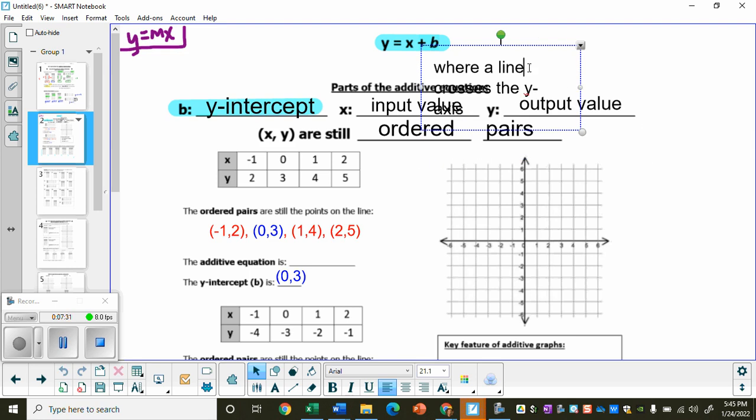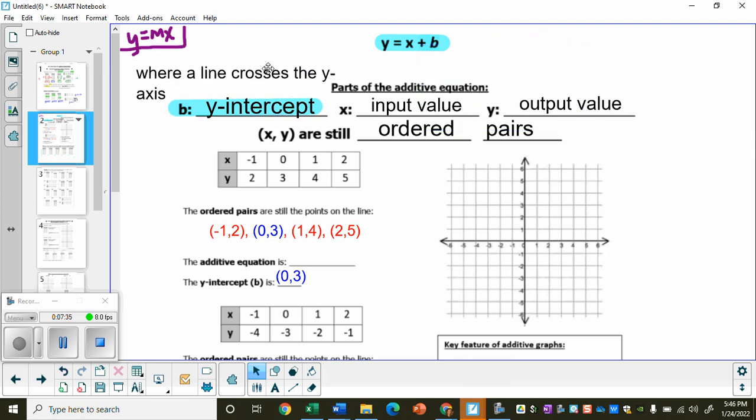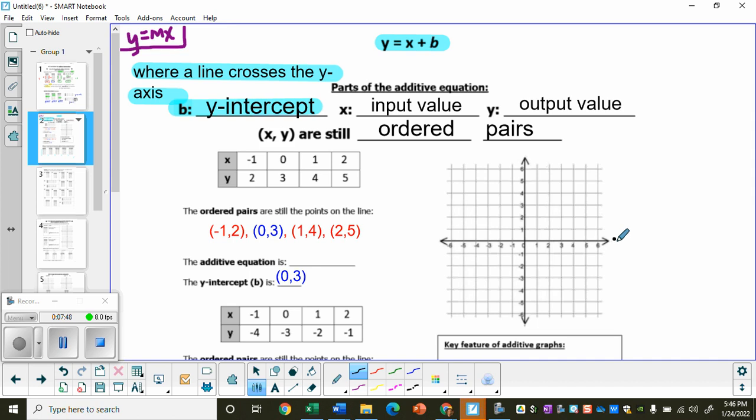Now I'm going to show you what that looks like on the graph right here in a second, but I just wanted to highlight this just so you can have it, that the y-intercept is where the line crosses the y-axis. And quick little reminder from a long time ago that we have an x-axis right here on our coordinate plane, and we have a y-axis right here. So there's going to be a point where our line that we graph crosses this y-axis, all right?